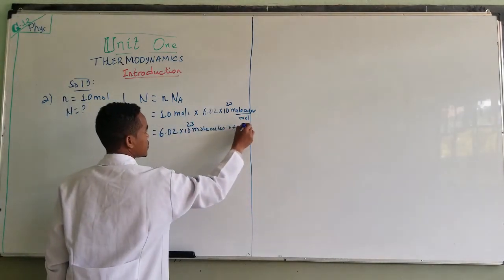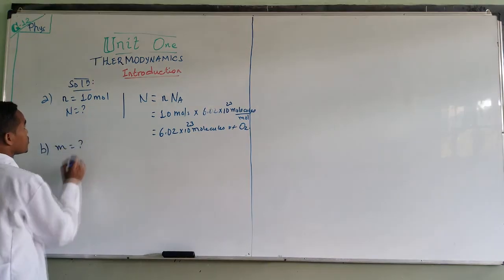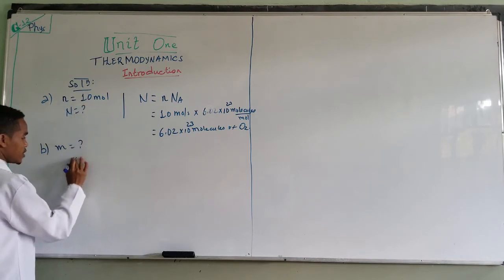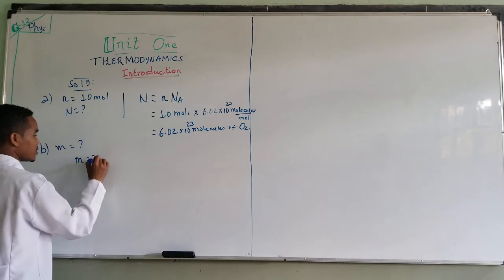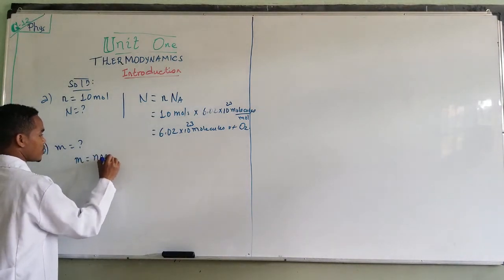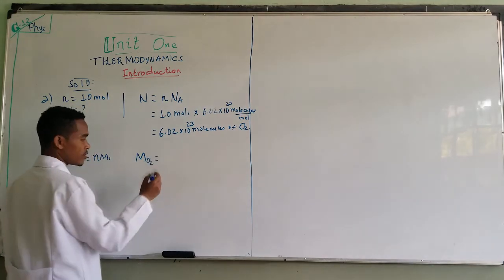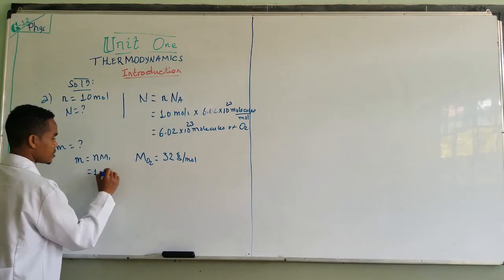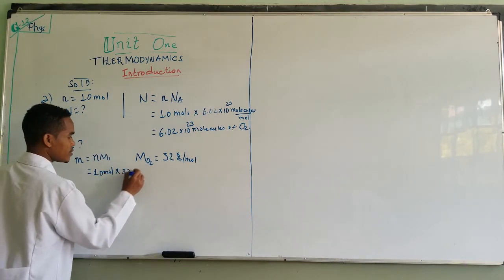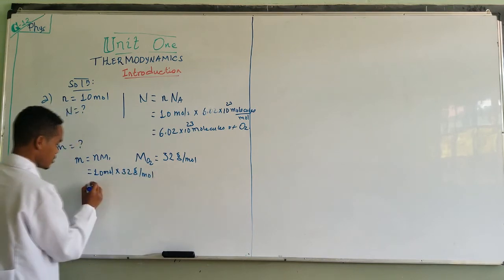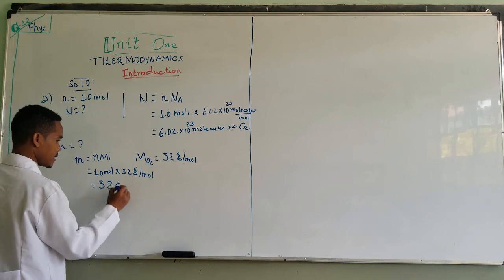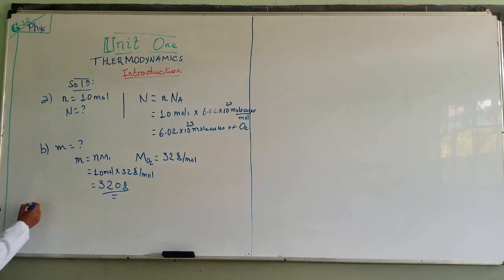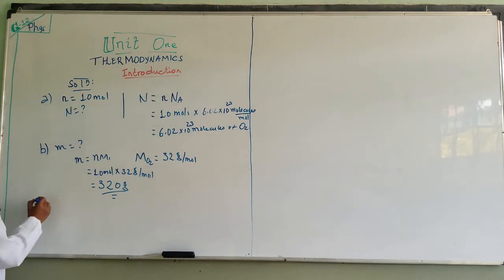Solution to B: the mass of 10 moles of oxygen is required. The mass and the number of moles are related by the equation: mass m is equal to the number of moles of the oxygen times its molar mass. The molar mass of an oxygen molecule is equal to 32 grams per mole. 10 moles times 32 grams per mole. So this will be equal to 320 grams. Therefore, 10 moles of oxygen contains 320 grams of oxygen.